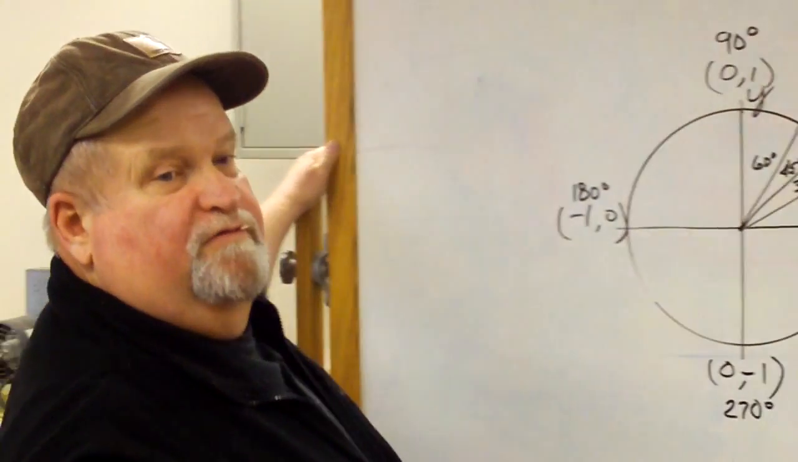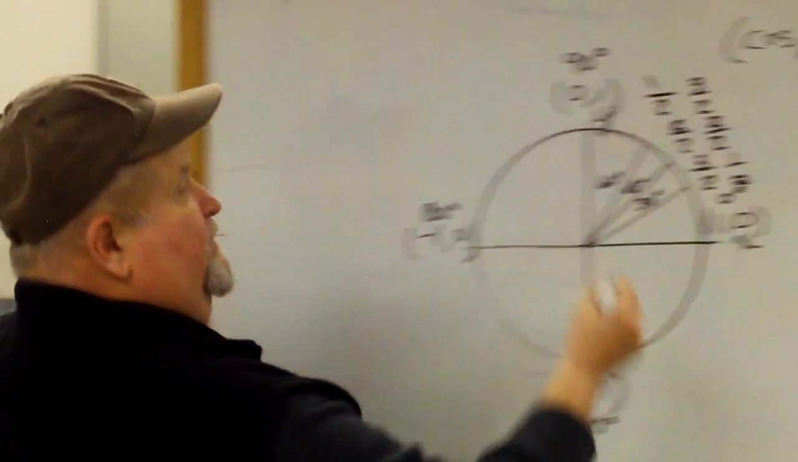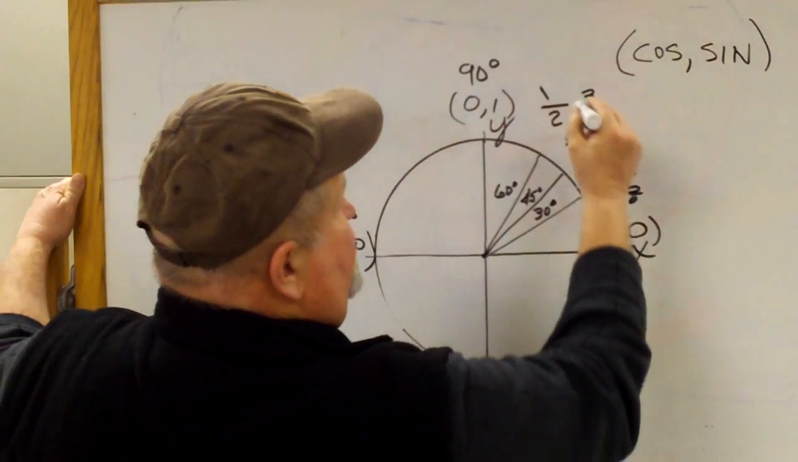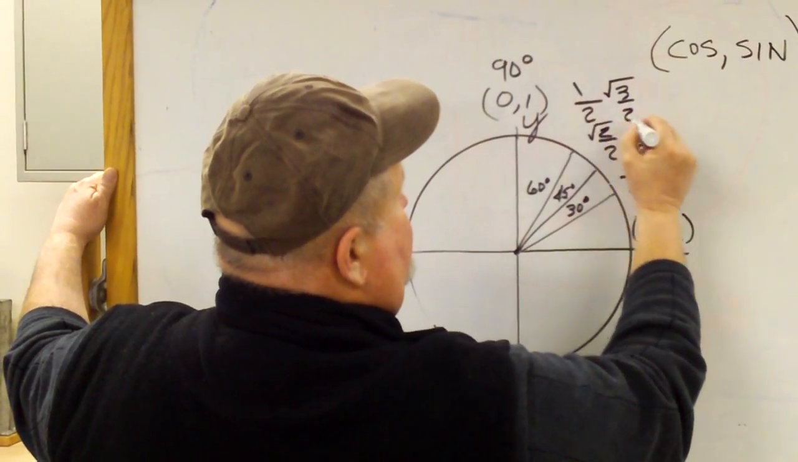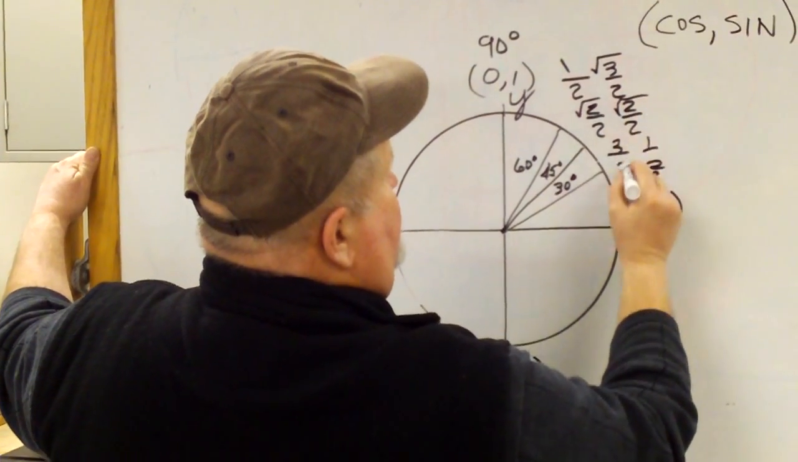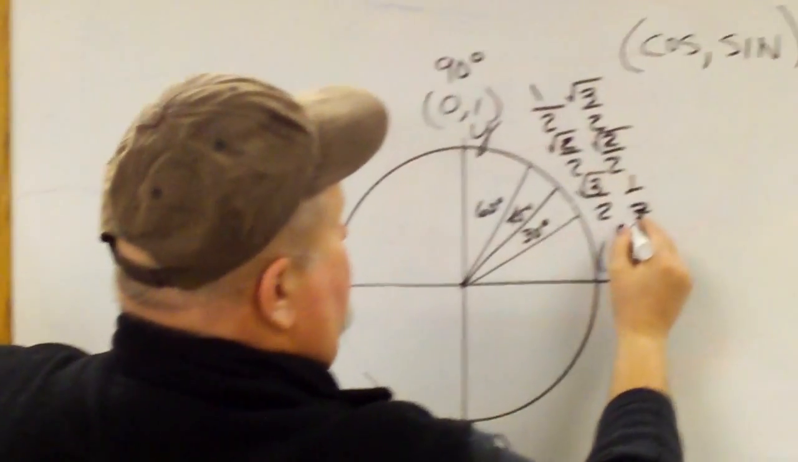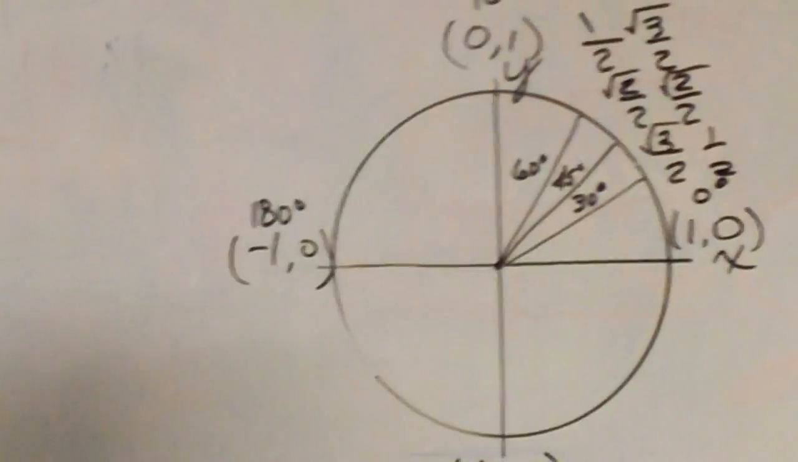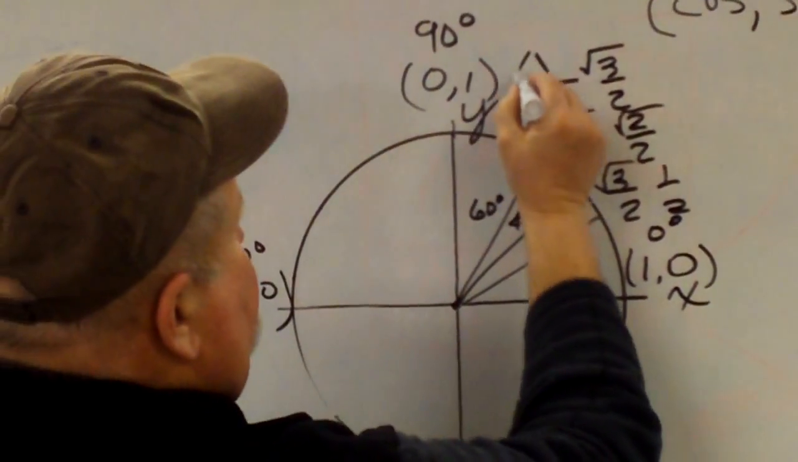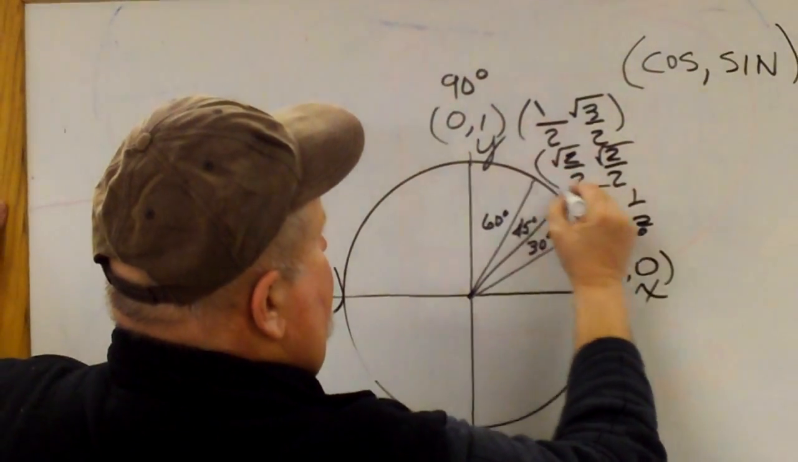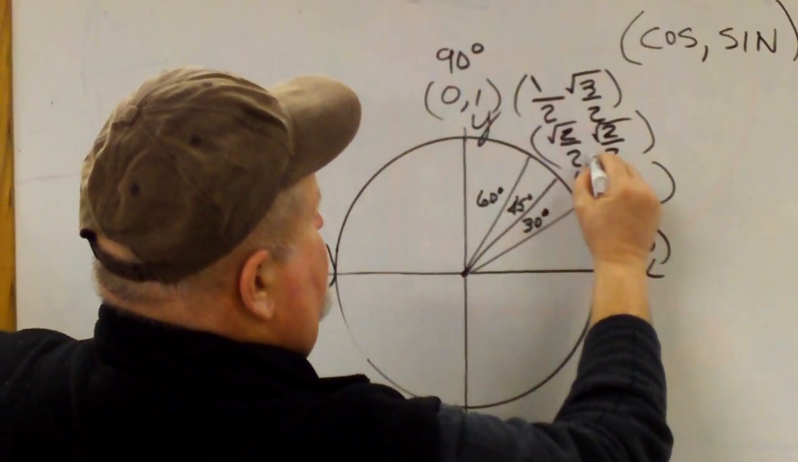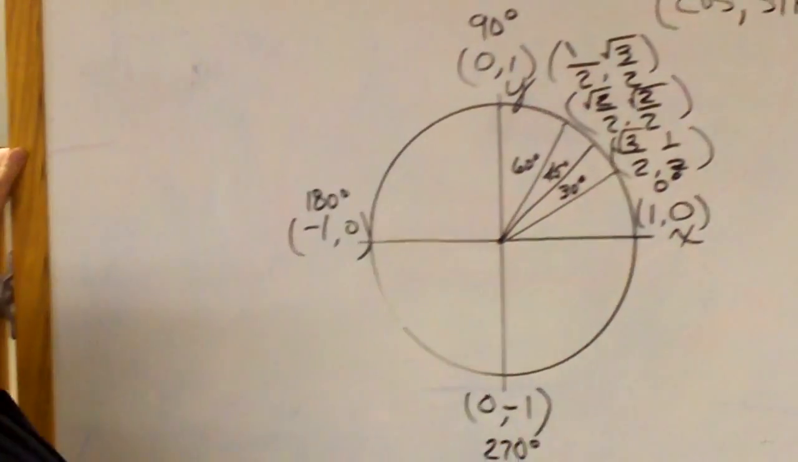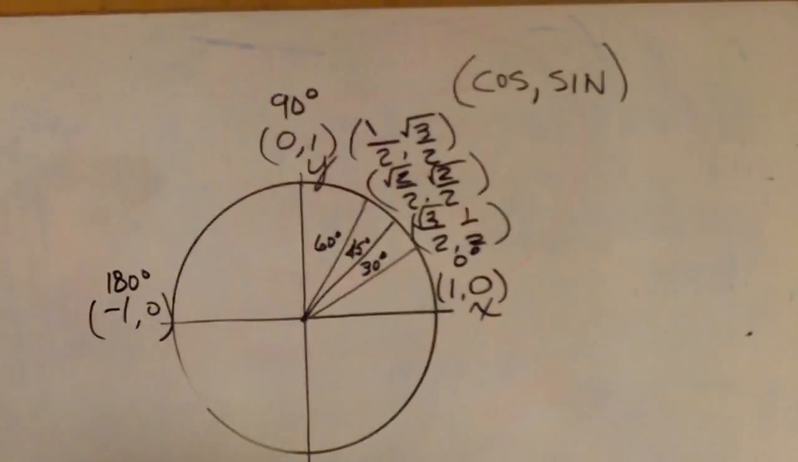And we take the square root of the upper number all the time. The square root of 1 is 1, so we don't have to do anything with that. We take the square root of 3, the square root of 2, square root of 2. Here we got the square root of 3 again, and here we got the square root of 1, which is 1. Now, all we have to do is put brackets around these, and those are our x and y coordinates for those points on the circle.